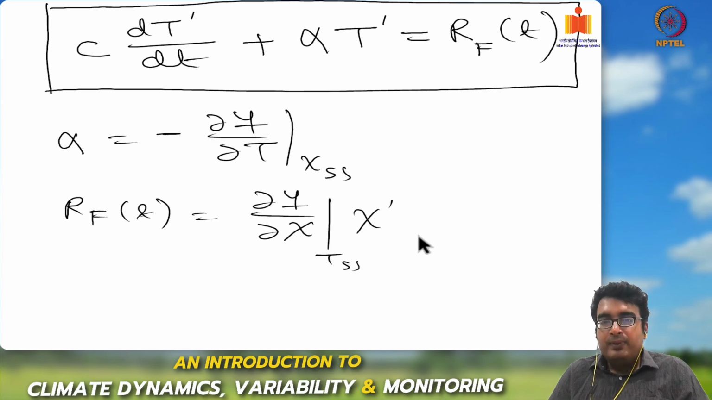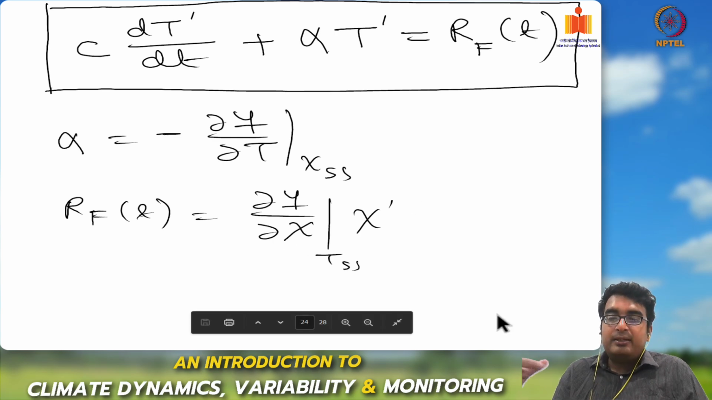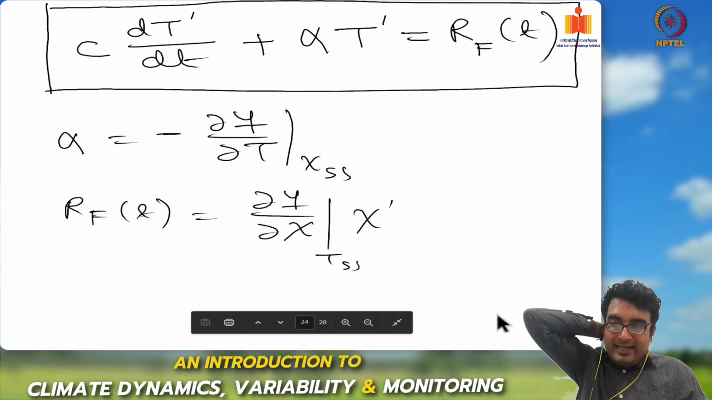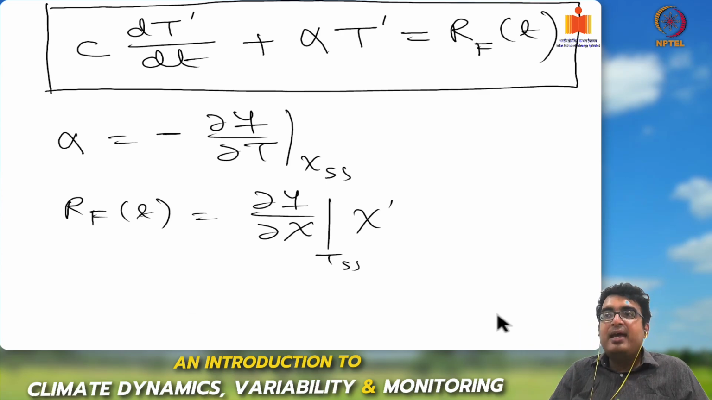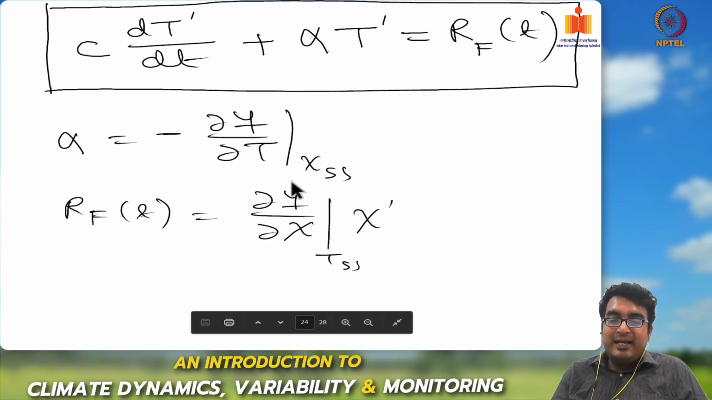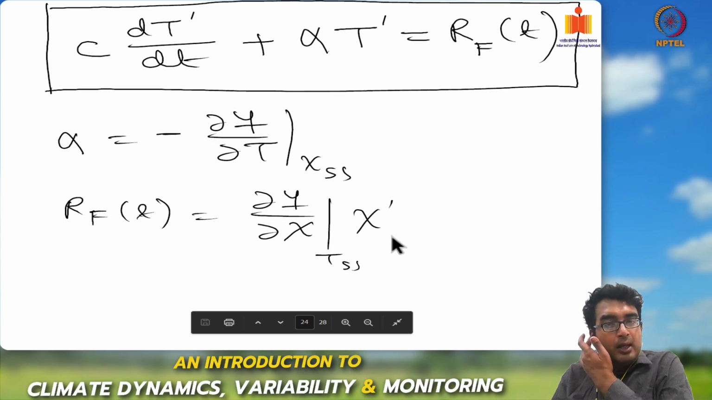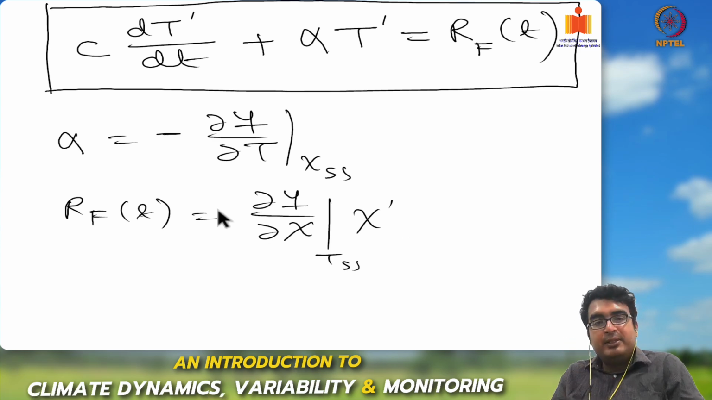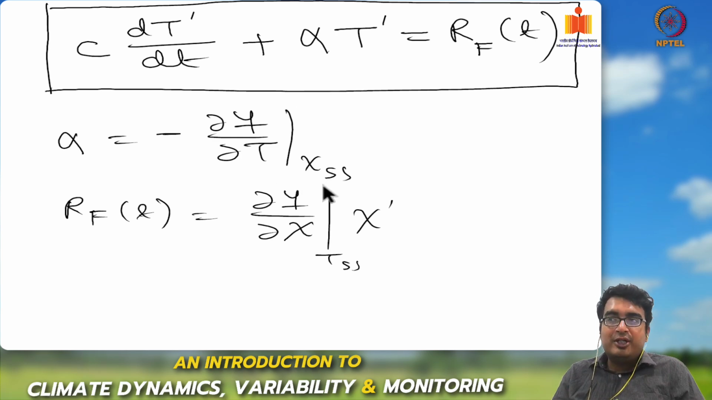XSS is the steady state value. X prime is the perturbation of the greenhouse gas concentration, and del F del X into X prime is the impact this has on the net long wave radiation balance at the level of the tropopause, around the gradient of that around the steady state temperature. So this is defined as the radiative forcing parameter. And remember, the climate feedback parameter is minus del F del T for a given greenhouse gas concentration XSS.